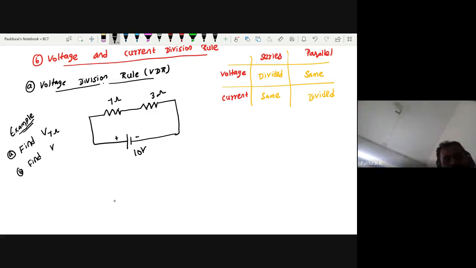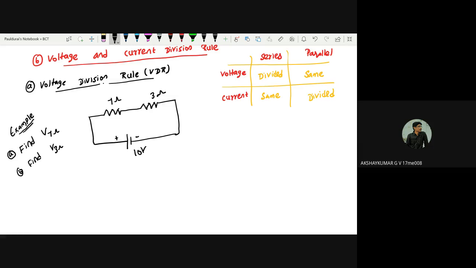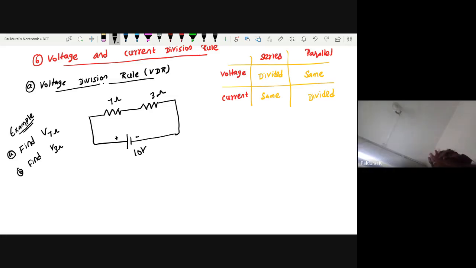Okay. Find V sub 3 ohm. And 3 volts, sir. Yeah, 3 volt. If you will add these two, obviously you will get the applied voltage, right? That is nothing but KVL. Are you with me? Guys, understood?